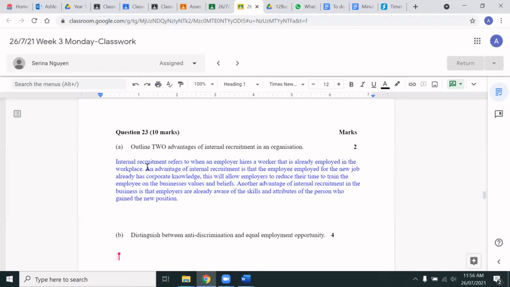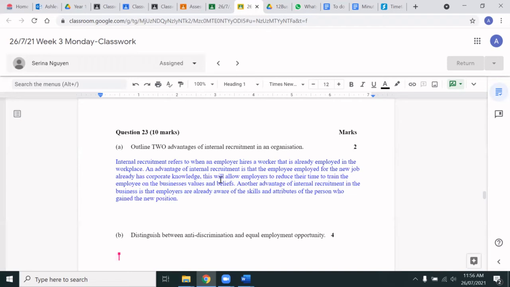Good. So an advantage of internal recruitment, I'd say 1. One advantage of internal recruitment is that the employee employed for the new job already has the corporate knowledge. Yeah, corporate knowledge means they understand the business, they understand what's happening. So within our school, we've had head teachers be employed who are already from our school, and we've had head teachers be employed from other schools. So an advantage is that if they already were working in our school, they knew the corporate knowledge, they knew how the school works, they knew the ins and outs of things, and that's a benefit.